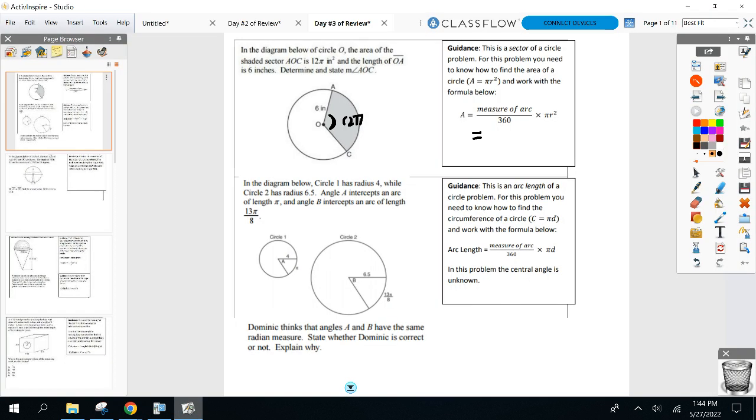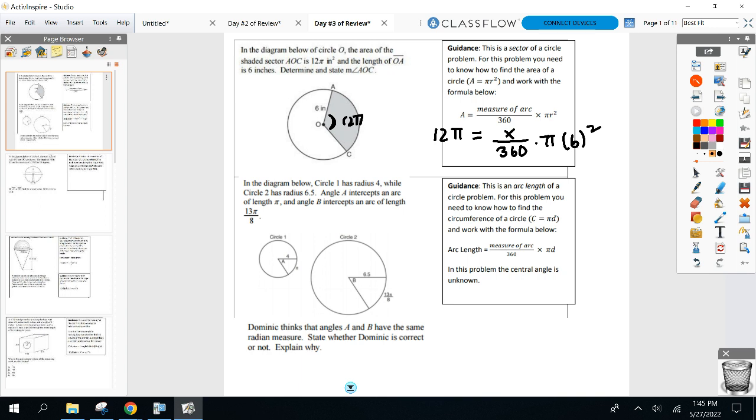Here we go, Meg. Where's the 12 pi going? What does the 12 pi represent? Area. So that's going in for A. 12 pi equals, keep going with me. Do I know the measure of the arc? That's what I'm trying to find. Angle AOC, over 360. Keep with me here, Meg. Pi, what's your radius? 6 squared.